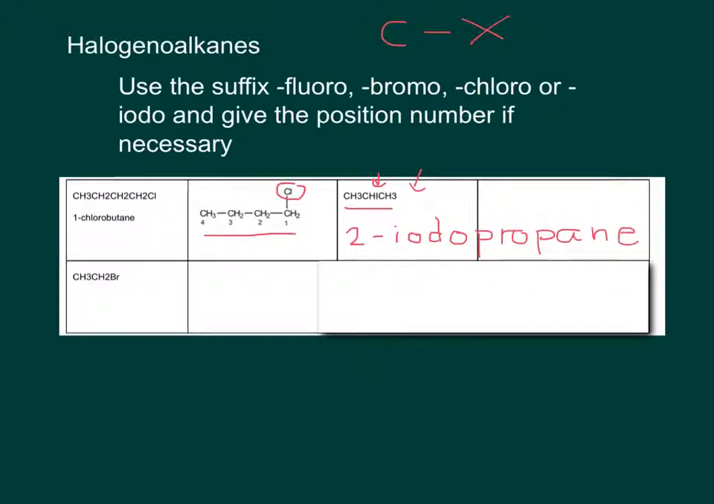How about this one down the bottom here? Well, I've got 2 carbon atoms and I've got a bromine on it. Because I've only got 2 and I've only got 1 bromine, it doesn't matter about a number, does it? So I could just call him bromoethane. Because he's going to be on, doesn't really matter, carbon number 1, he's got to be on that one, so numbers are meaningless in this case, so just bromoethane.